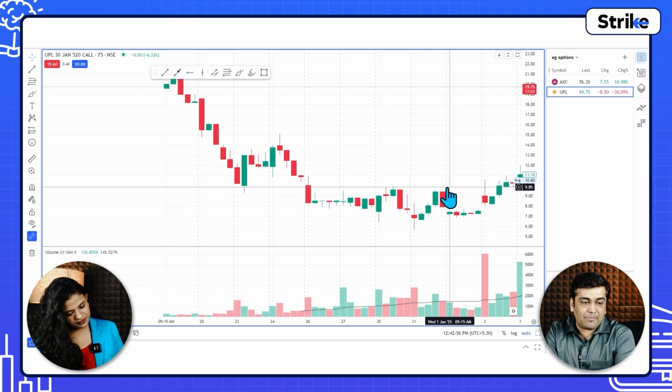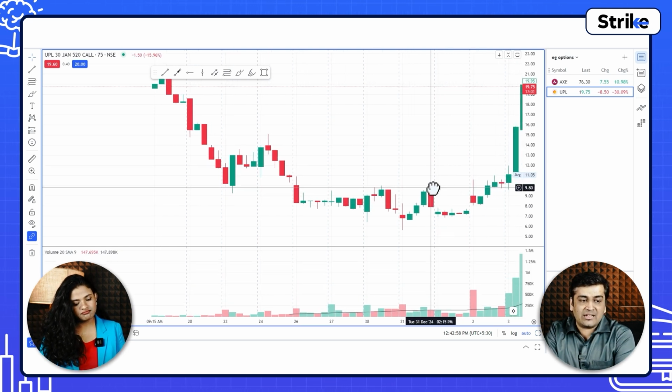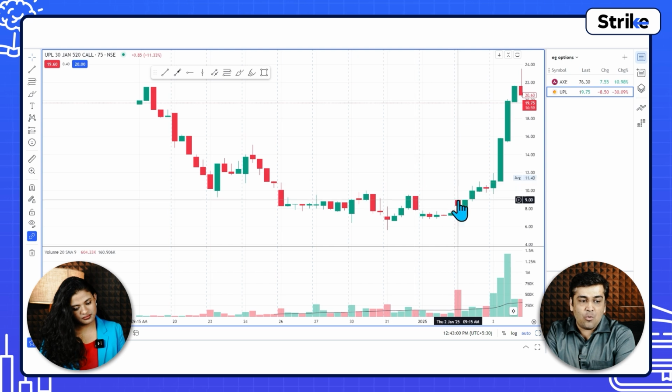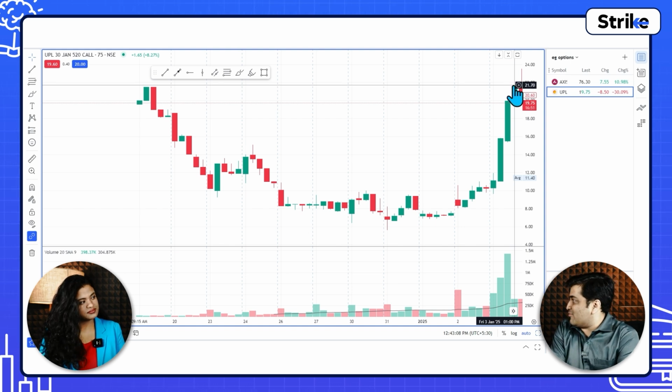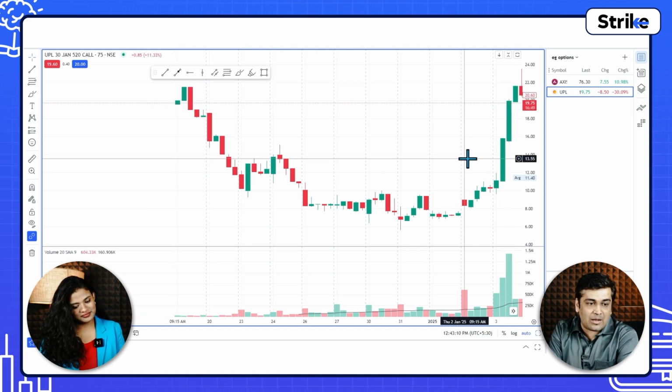Now let's see what is happening. Look at this. In the very next few hours, what an increase. Your 10 to 11 rupee option goes up to 22, 21. That means you have doubled. Correct. Within a couple of hours, you have doubled your money.